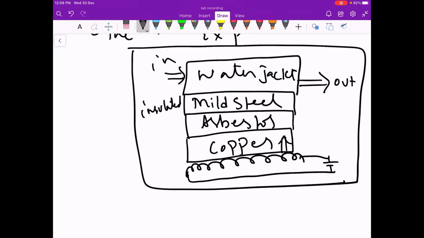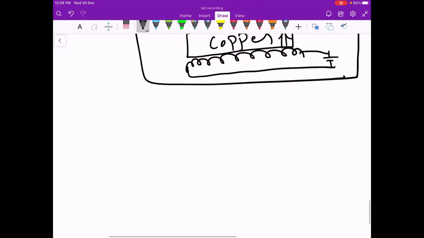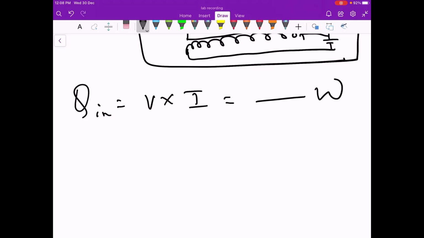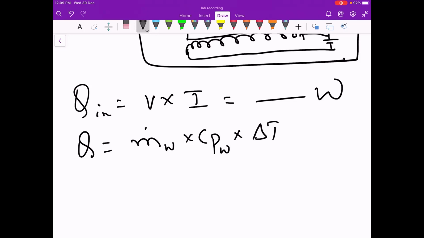Now here, in order to properly take the value of Q, what will we be doing? Q input is equal to what? Voltage into current, correct? This is the wattage you are going to give, but what we will actually be taking is whatever heat is convected out of the setup. That is nothing but m dot W, the mass flow rate of water, times Cp of water, times delta T of water. So what is m dot W? M dot W is in kg per second, that is the mass flow rate. Cp of W is what?